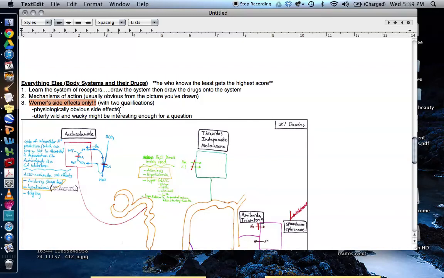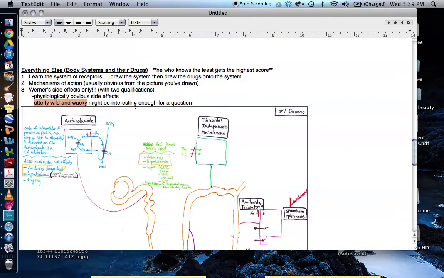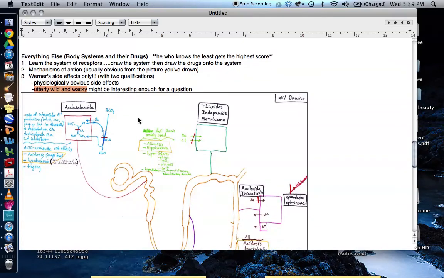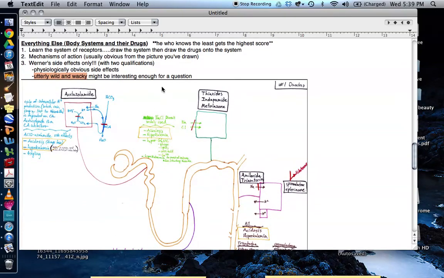But it's also really good to pay attention to the physiologically obvious side effects. Werner's a big physiologist, so it just makes sense. And then utterly wild and wacky stuff like rifampin makes you pee red and your tears turn red, and stuff like that. It's interesting. It's worth knowing.